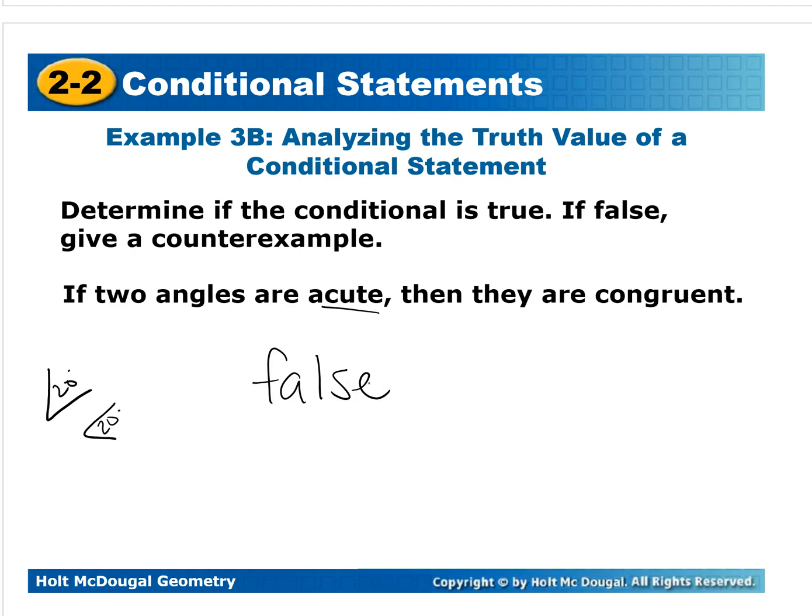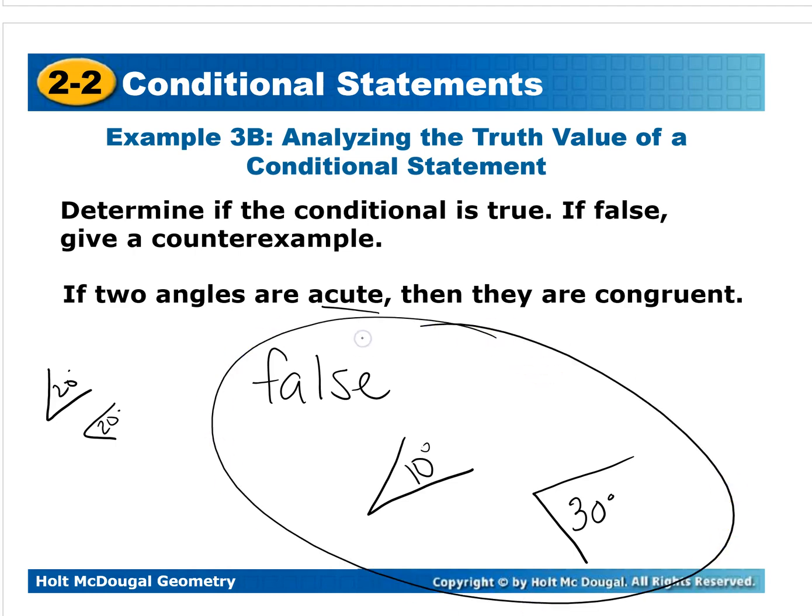Now I need my counterexample. I need to prove it wrong. So I'm going to draw an acute angle, and I'm going to draw another acute angle. Now remember, acute angles are anywhere between 0 degrees and 90 degrees. So I've got quite a range there. So let's say that this one is 10 degrees, and let's say that this one is 30 degrees. Are those both acute? Yes, they are. Are they congruent? No, they are not. So that would be my answer, and this is my counterexample.